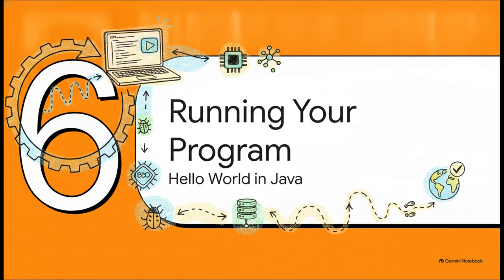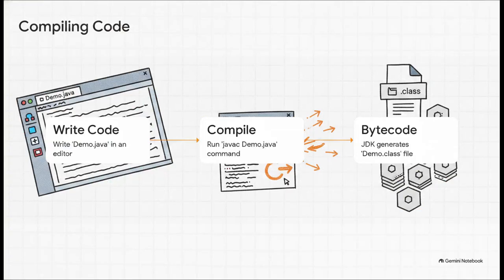Section 6. Running your first program. All right, we've mastered the theory. Let's see how all of this comes together in a real-world scenario. Imagine we open up an editor, like VS Code. Step 1, we write a basic script and save it as demo.java. Step 2, we jump into our terminal and type the command javac demo.java. That C at the end of java stands for compiler.